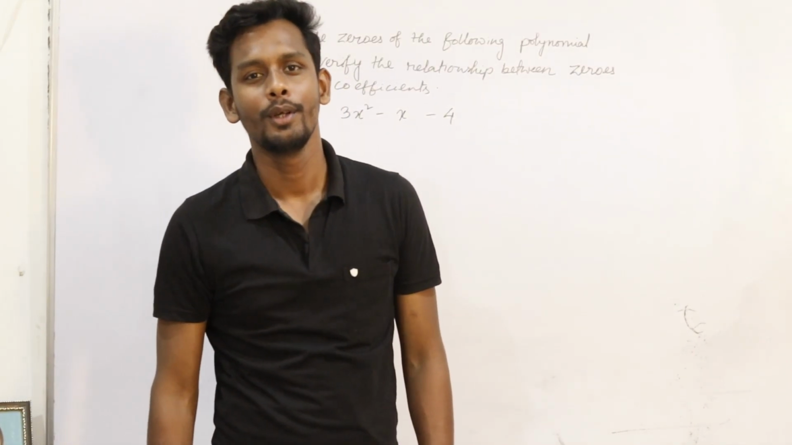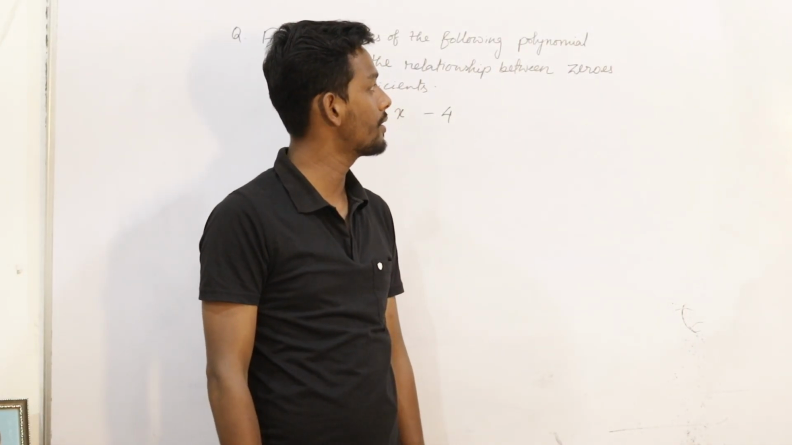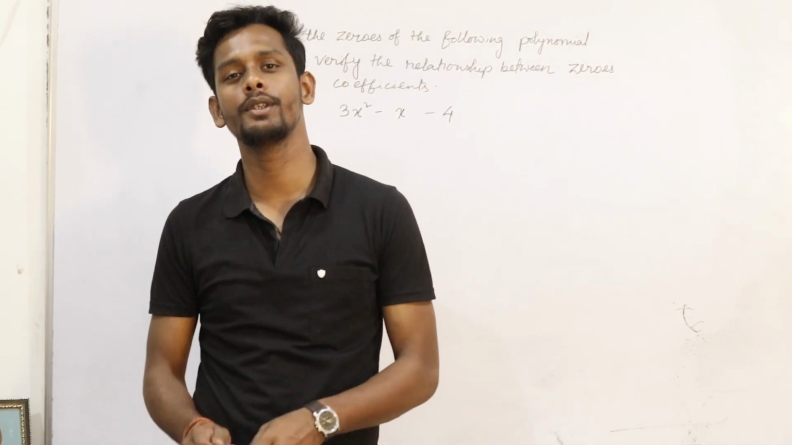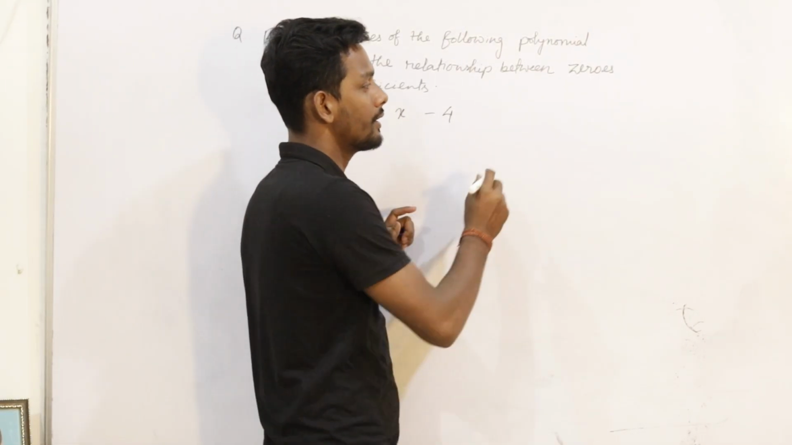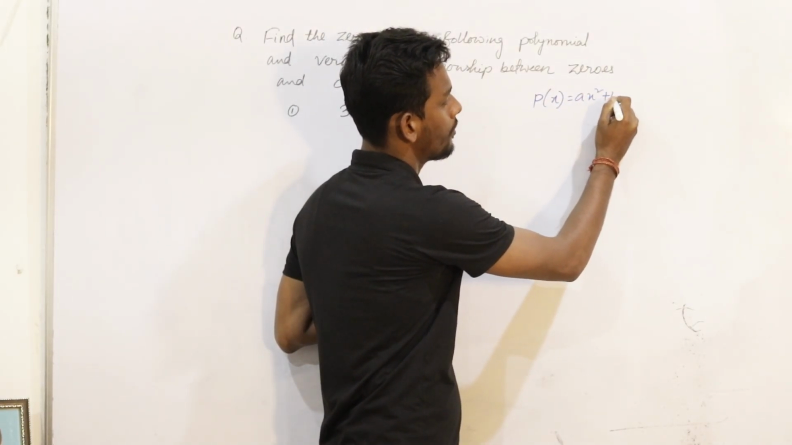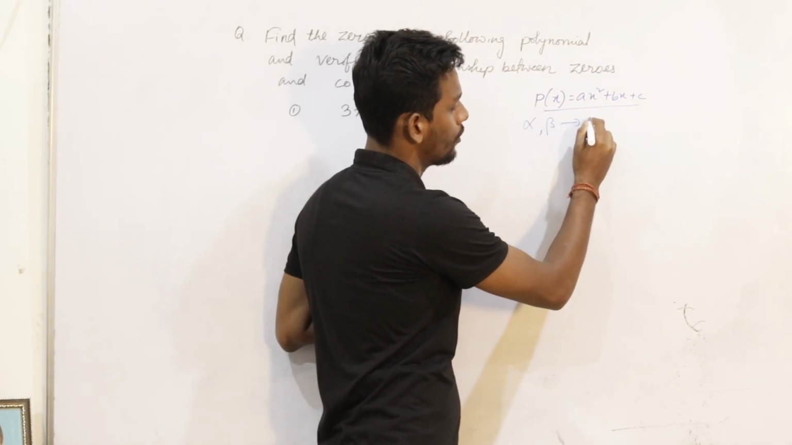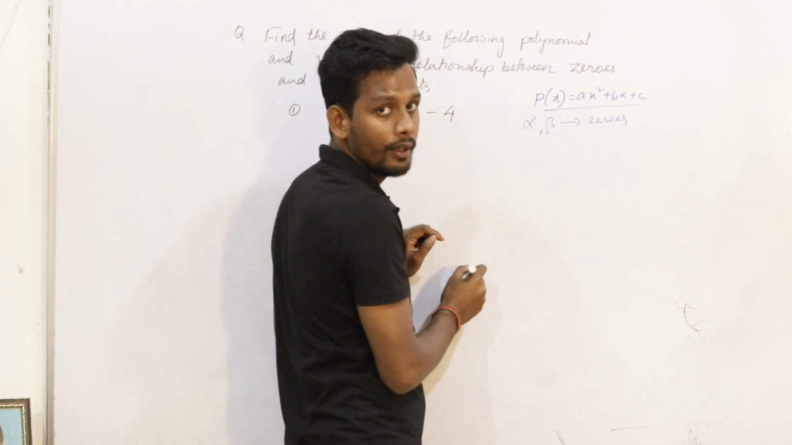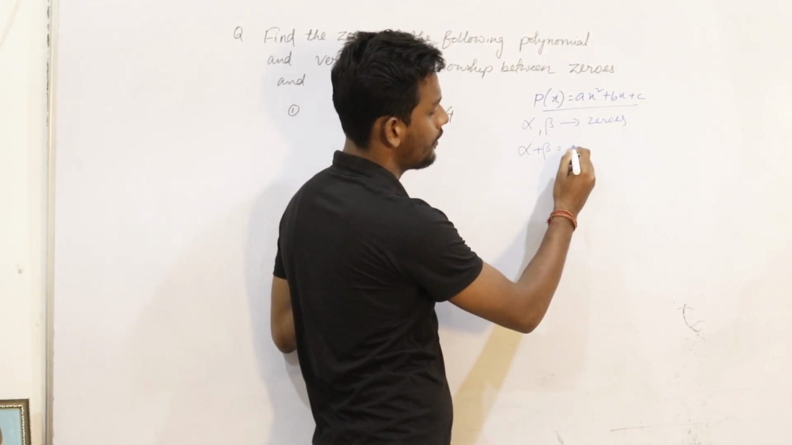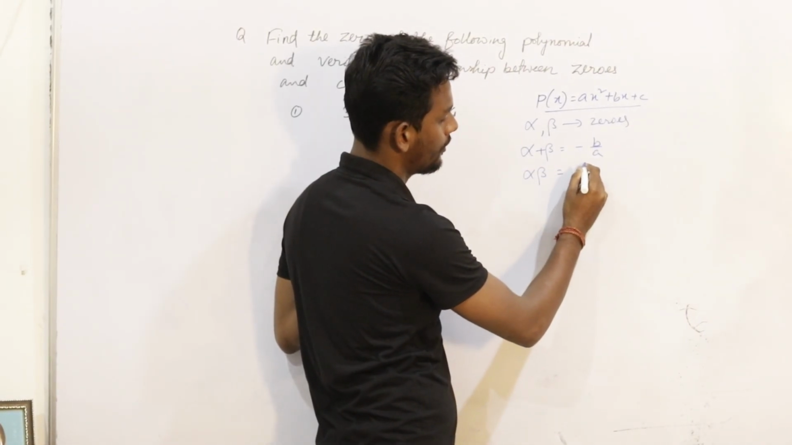Hello everyone. So in the last class we discussed the quadratic polynomial, how to find zeros, and the relation of coefficients with zeros. So we got the relation. Suppose this is a quadratic polynomial, p(x) = ax² + bx + c. Say alpha and beta are the zeros. Then we got two relations: alpha plus beta is minus b by a, and alpha into beta is c by a.